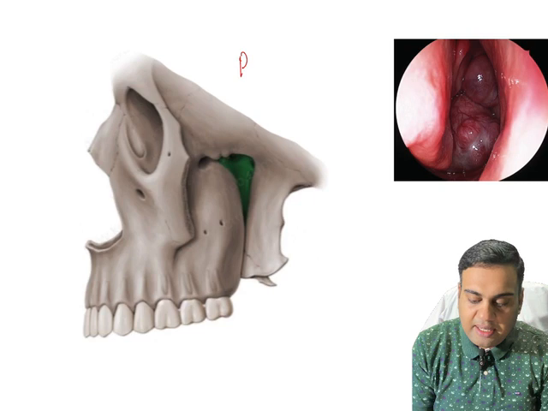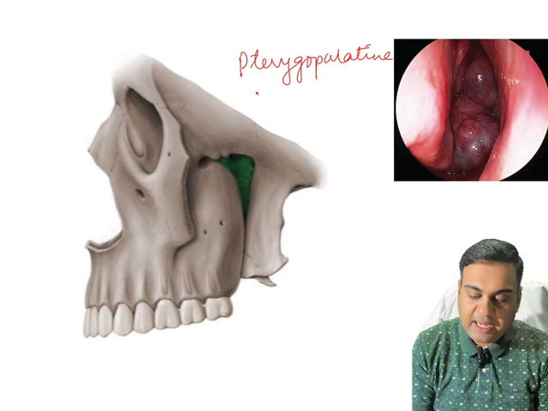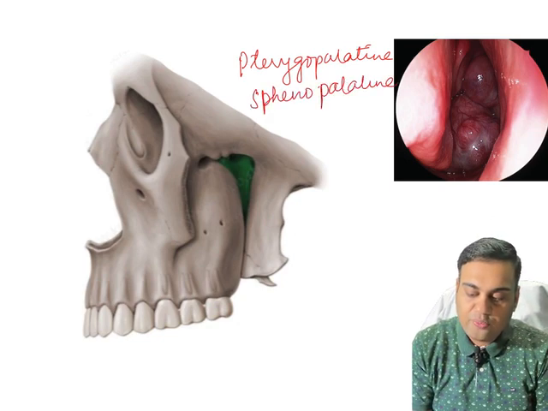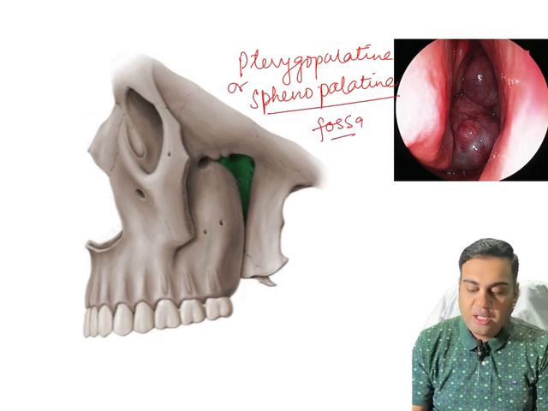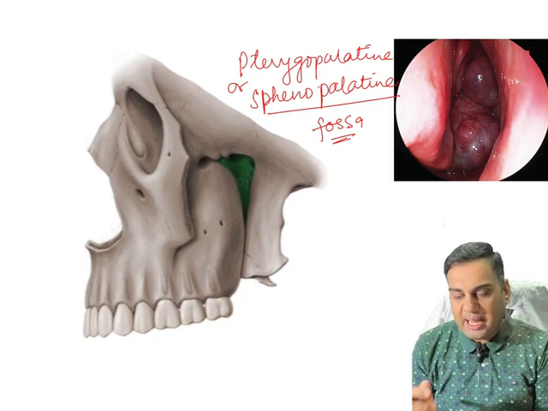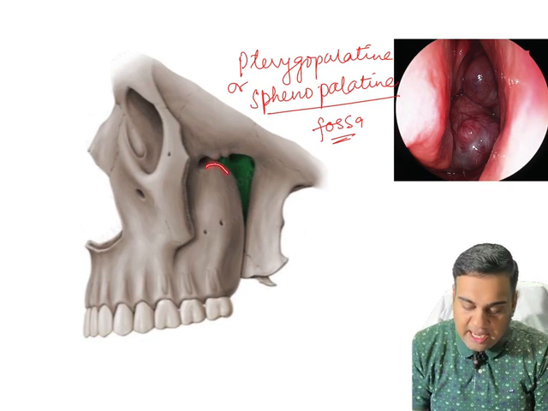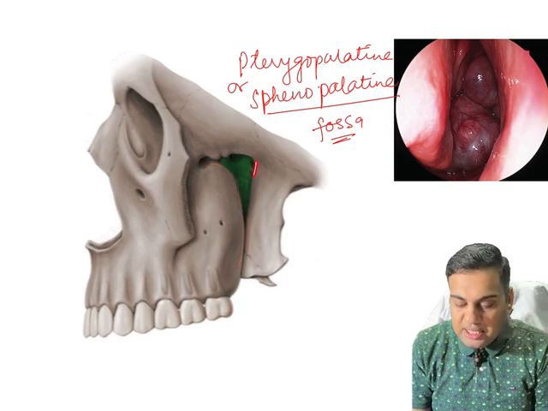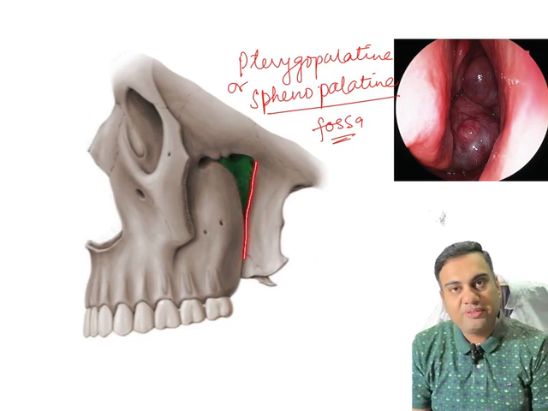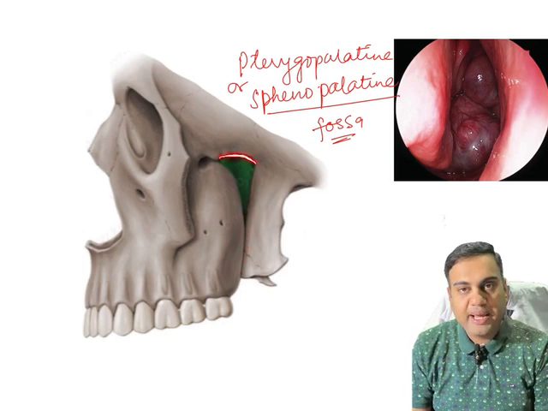This is called the pterygopalatine fossa. I am repeating it again and again because this is going to form the base of the next two topics that we are going to do. Pterygopalatine or the sphenopalatine fossa. Can we understand again what is the boundary of this fossa? Anteriorly, it is lined by the posterior margin of the maxilla, posteriorly it is marked by the pterygoid plate of the sphenoid bone, and superiorly it is marked by the skull base.